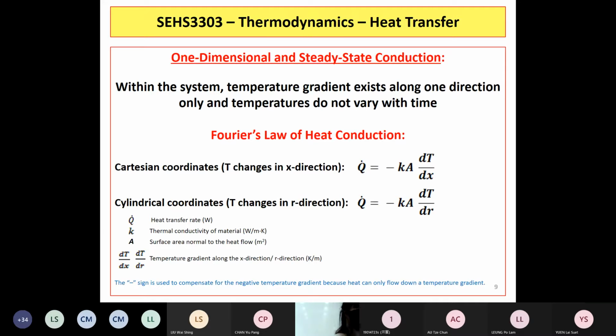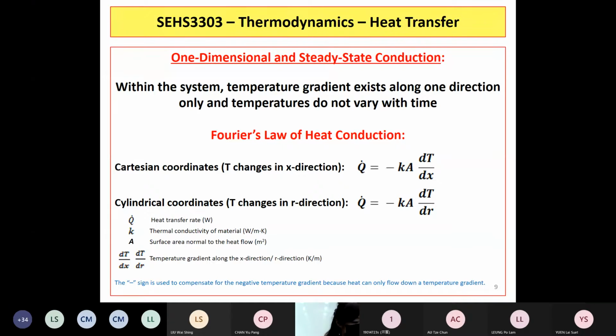First, we assume we have one-dimensional and steady-state conduction. One-dimensional means that within the system, the temperature gradient only exists along one direction. Usually we use the X direction. Sometimes we call it isothermal along the X direction. We only have conduction heat transfer along one direction.